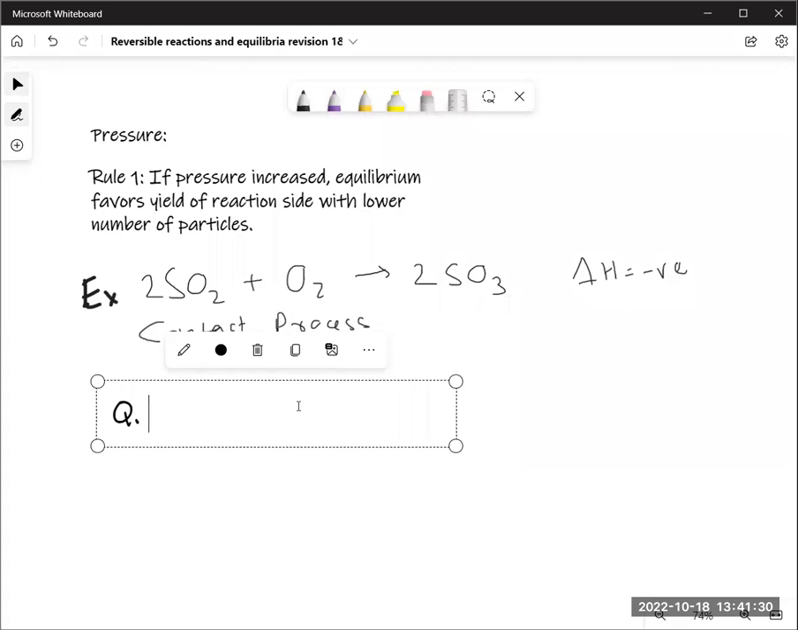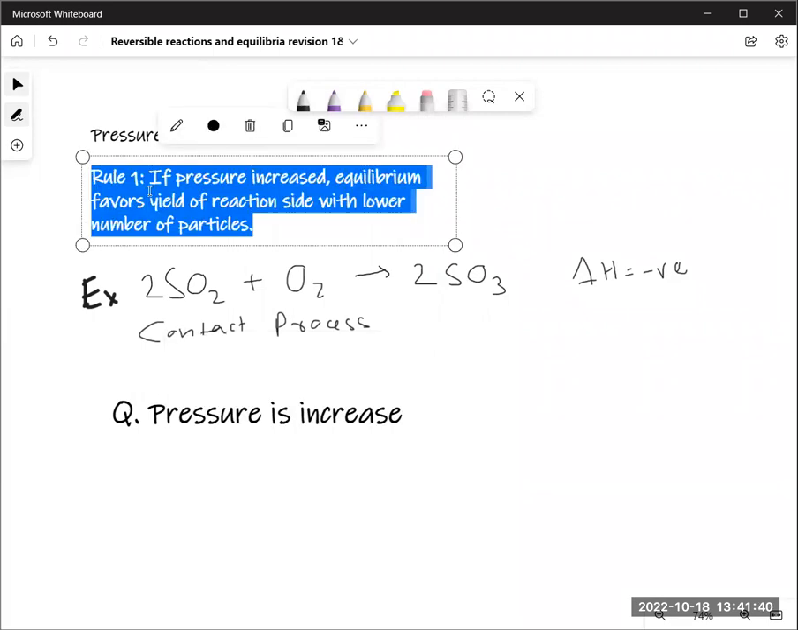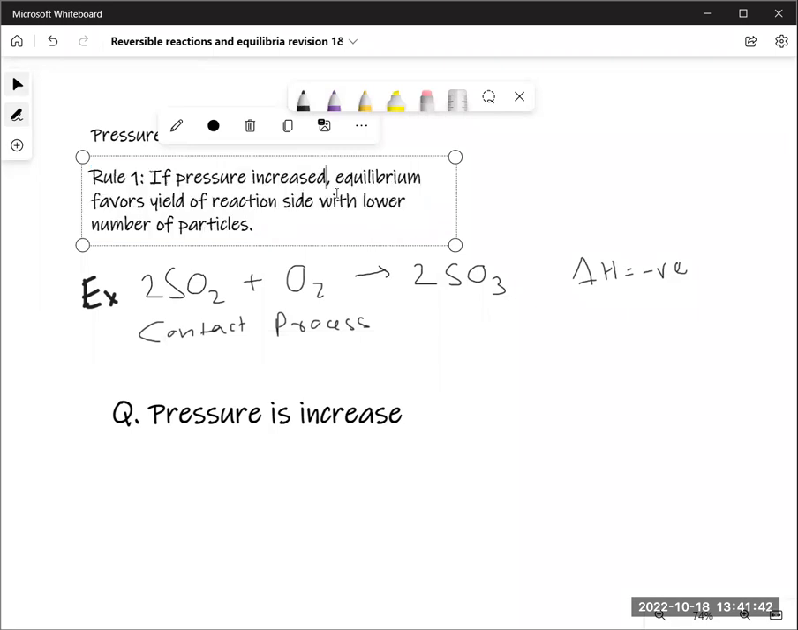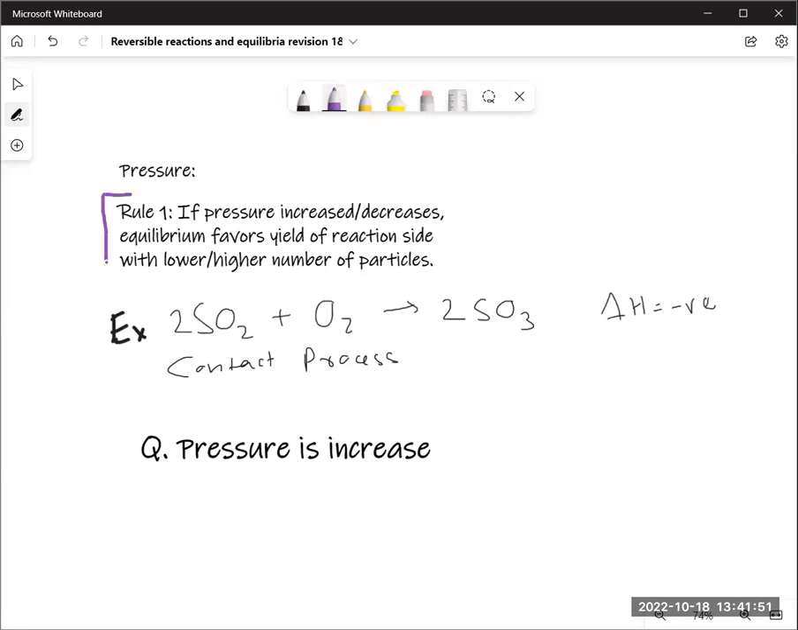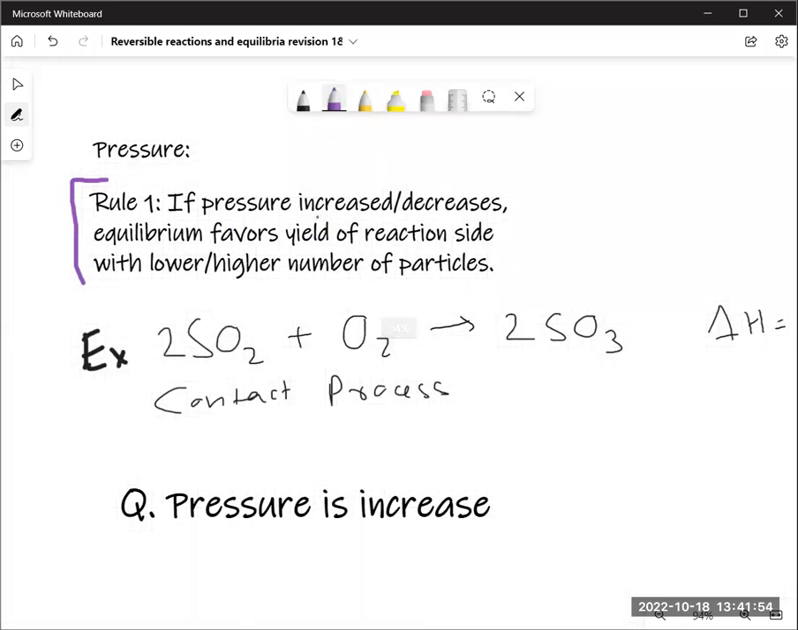Fine. So the question will be, let's say, pressure is increased. I'll give you one more rule for this, actually, but it's exactly the same. Let's write increase slash decrease, lower slash higher. Does this make sense to you, Manvi? How will you read this? Now, read it for if pressure is increased. If pressure is increased, equilibrium favors yield of reaction side with lower number of particles.